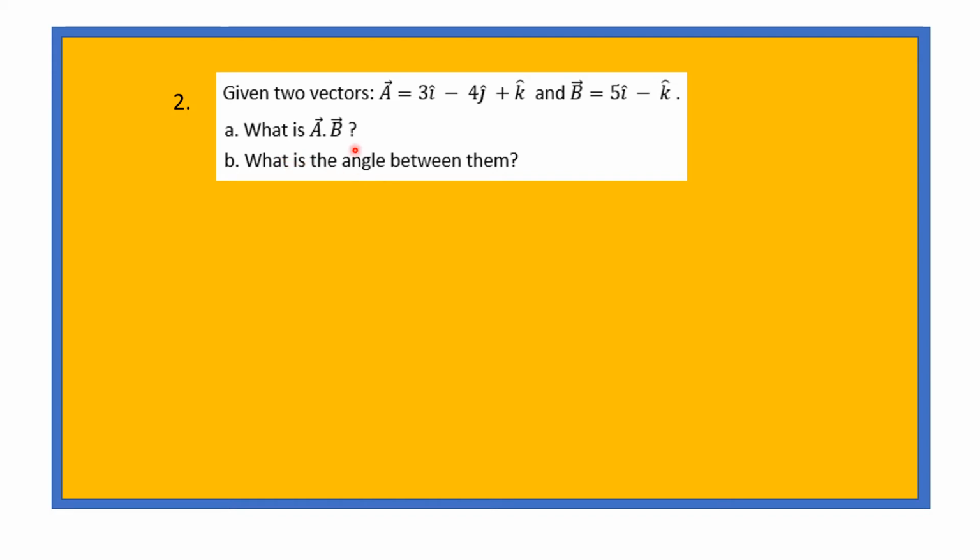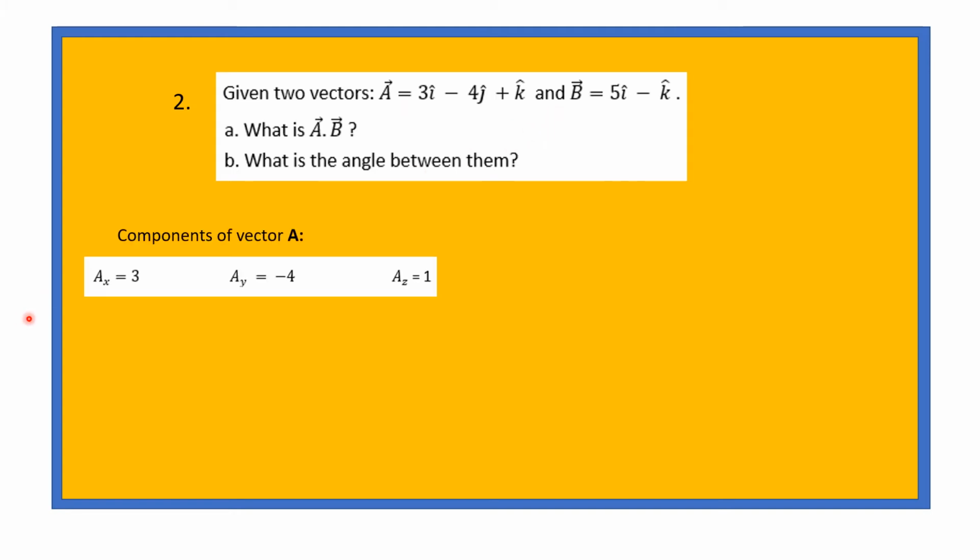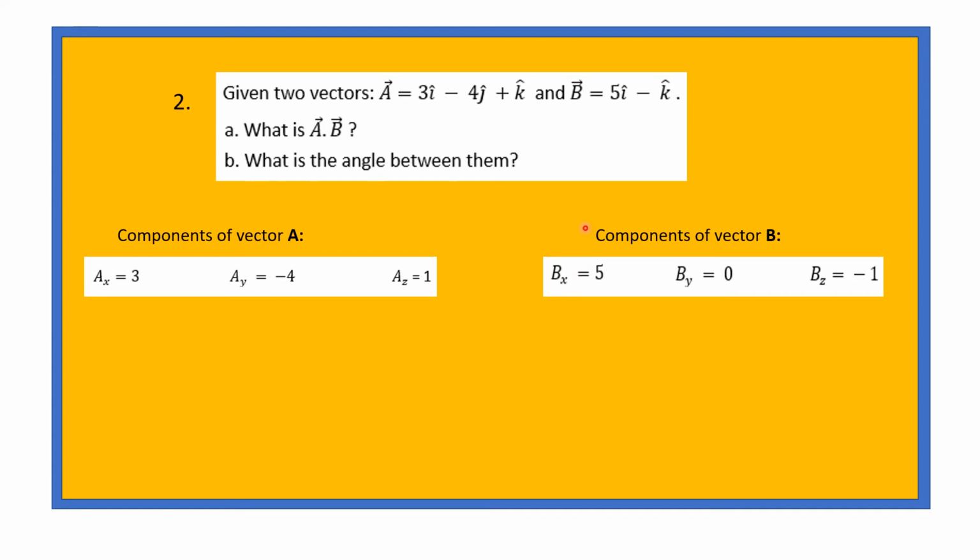So to find A dot B, we need to know the components of A and the components of B. What are the components of A? So we have AX is 3, AY is minus 4, AZ is 1. How about for the second vector, vector B? We have BX is 5, there is no j hat, so BY is equal to 0. And the Z component is negative 1.